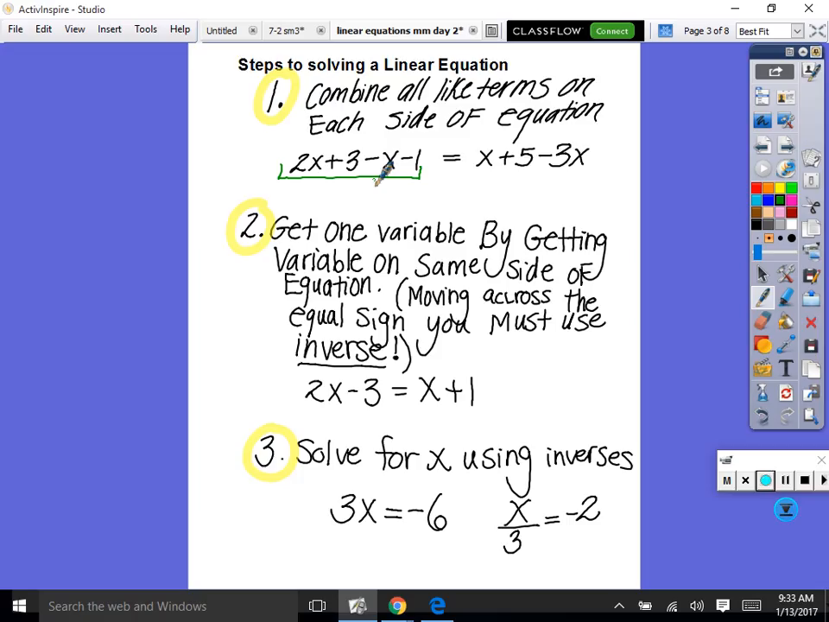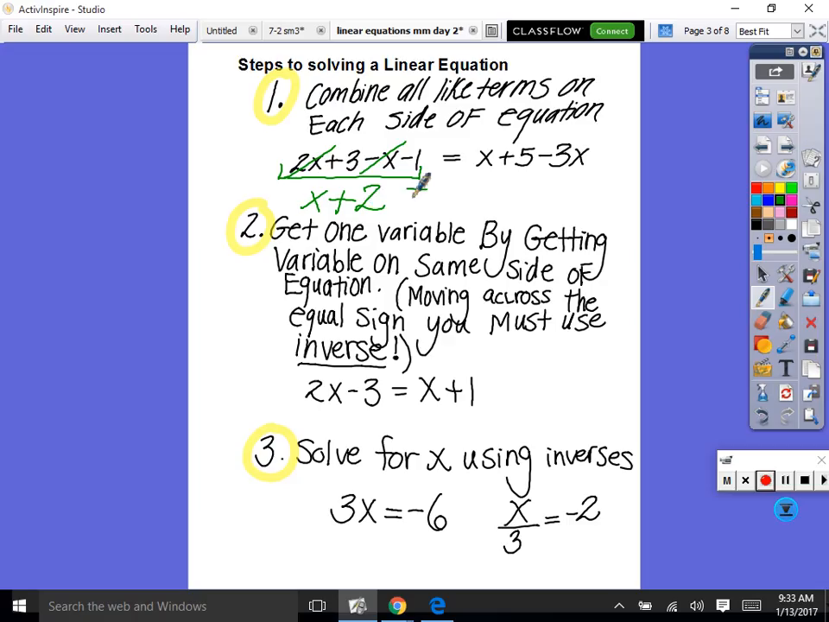Guys, we need to combine those, not using inverses, because we're just combining like terms. So let's combine like terms. 2x minus x is 1x. Now I'm going to cross those out. Didn't we combine those two? Now 3 minus 1 is positive 2. So I write plus 2.